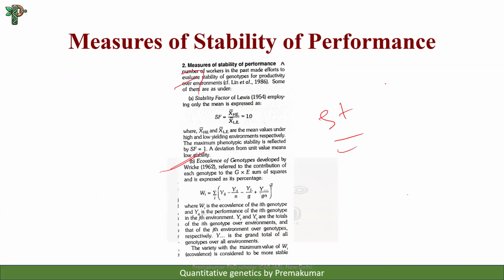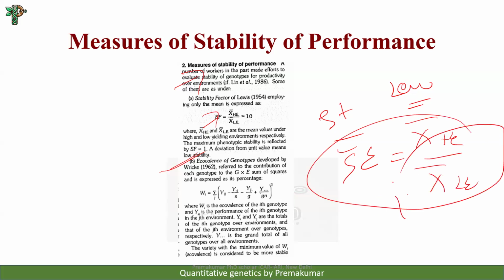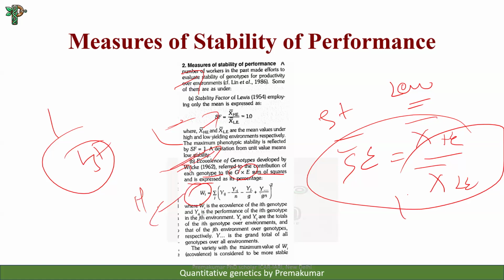Stability is actually given by Lewis. We have to estimate the stability index. What is the stability index? It is the mean of the individuals in a high environment divided by the mean of the individuals in a low environment. Based on that, we estimate the stability factor, and this stability factor is used to interpret your GE interaction. Another model is called equivalence of the genotypes, developed by Wricke. It means that the contribution of the genotype to GE interaction is the sum of squares expressed as a percentage. The lower the equivalence, the higher the stability.